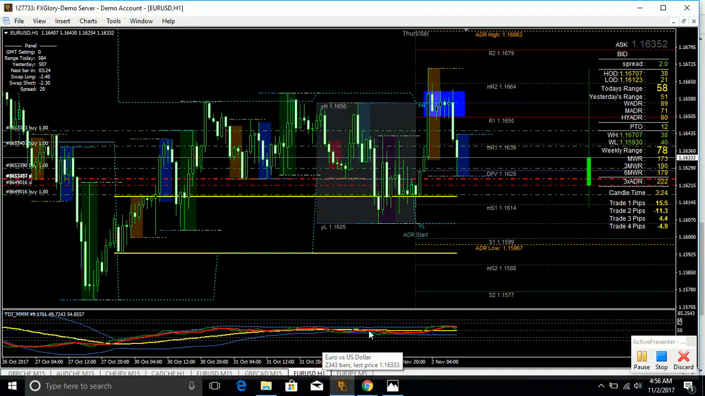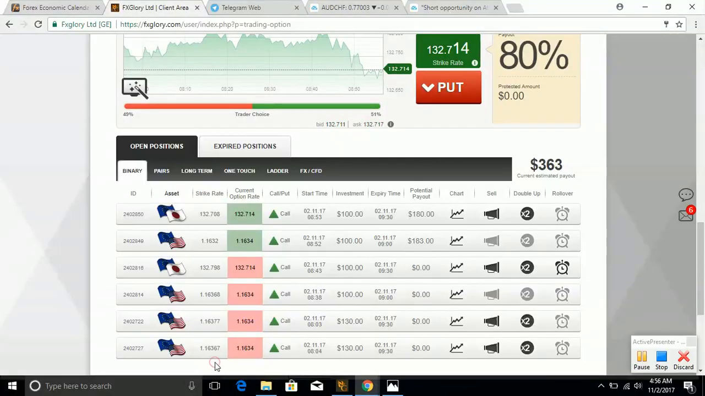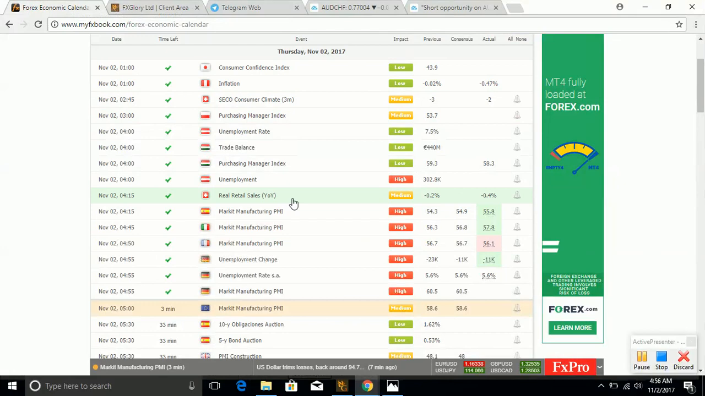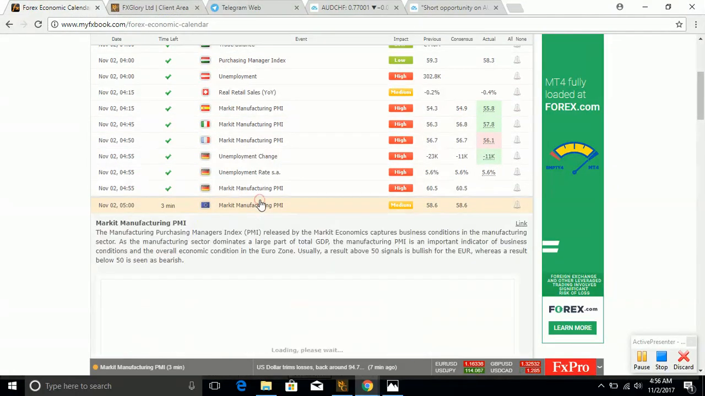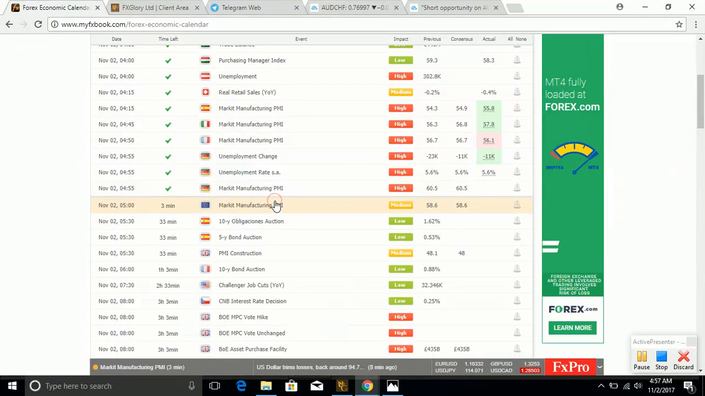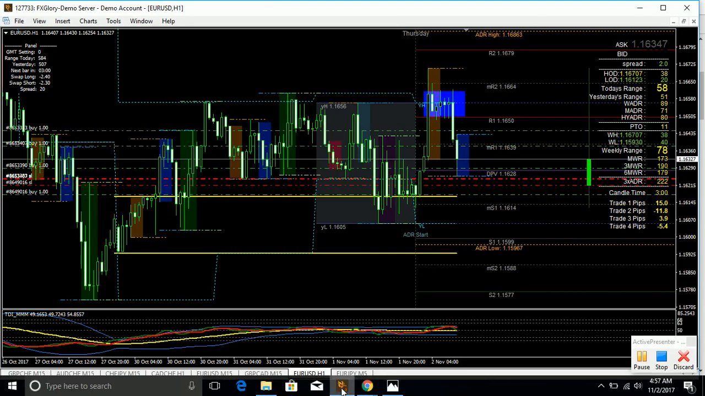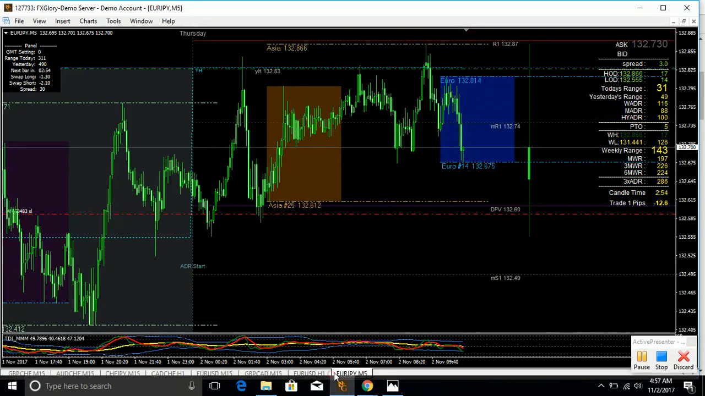But yeah, this Euro USD has "I'm coming for you" written all over it. Okay, now in 3 minutes, we have some more market manufacturing PMI coming out. It's very medium impact, so it's probably going to push it bullish and strengthen it. So the euro should definitely be coming up in the next 3 minutes. It'll be rebounding here.